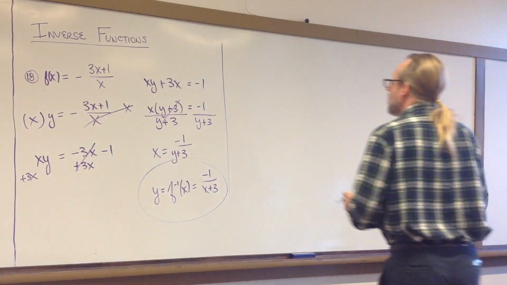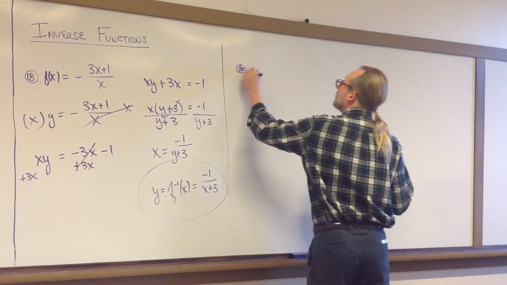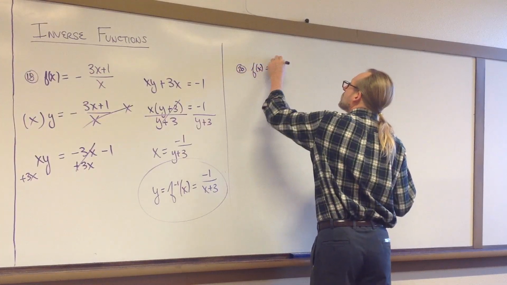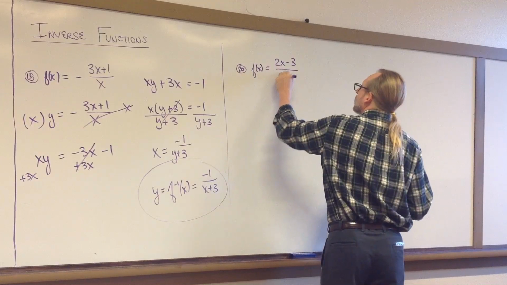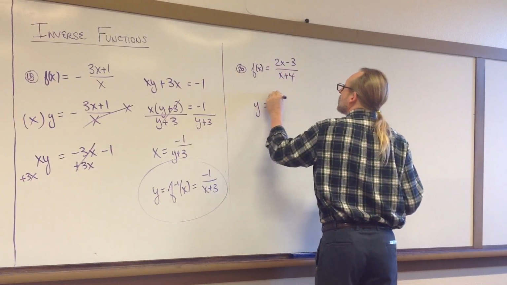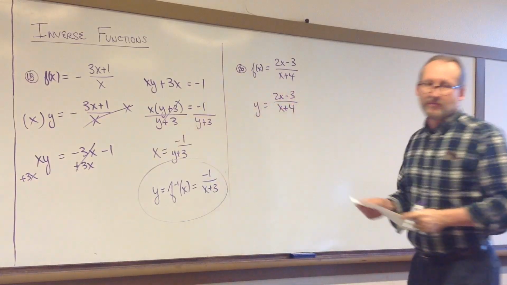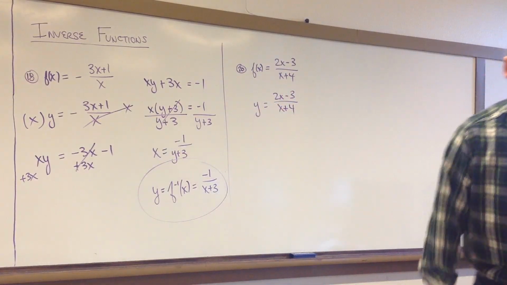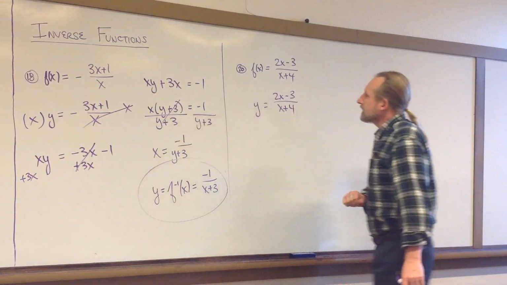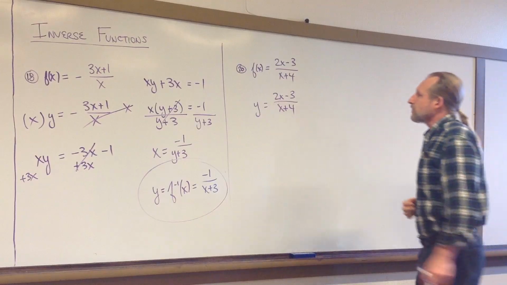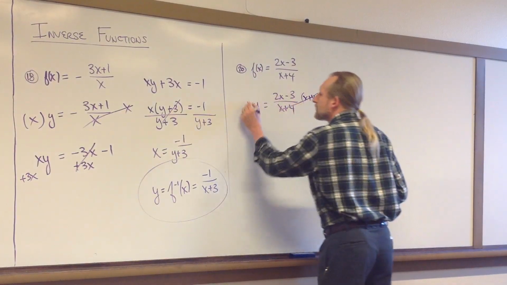Problem 20. Let's see here. Start out with 2x minus 3 over x plus 4. So let's write it as y equals. All right. So I'm going to get the x by itself. So I'm going to start out by multiplying on both sides by x plus 4.